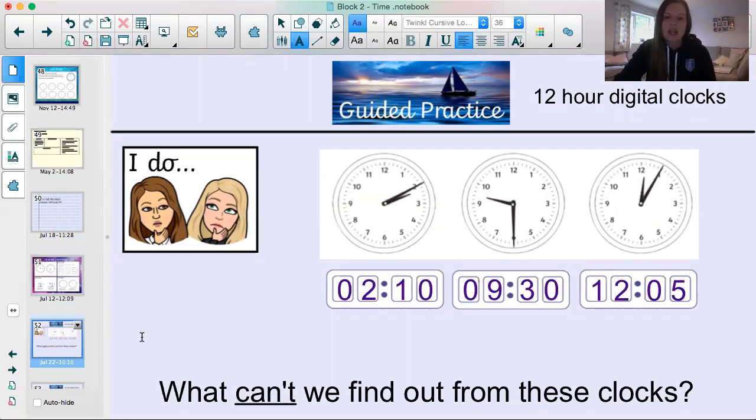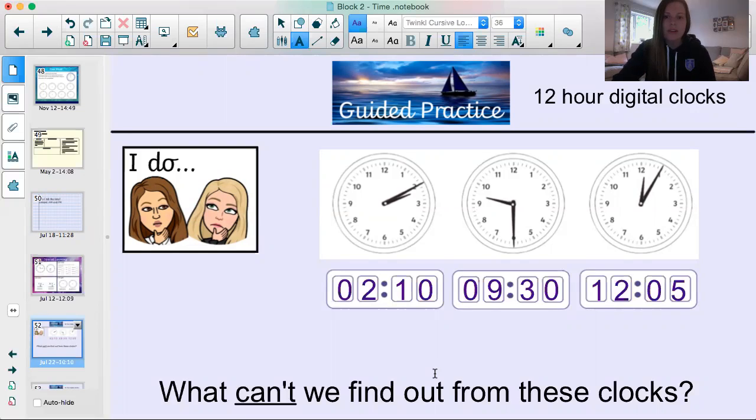This is called an analog clock. This is what we've been looking at so far. This clock then says 10 minutes past, and you can see it's 10 minutes past 2. This clock here, 9:30, 12:05. Okay, so that's how we say it when we read an analog clock.